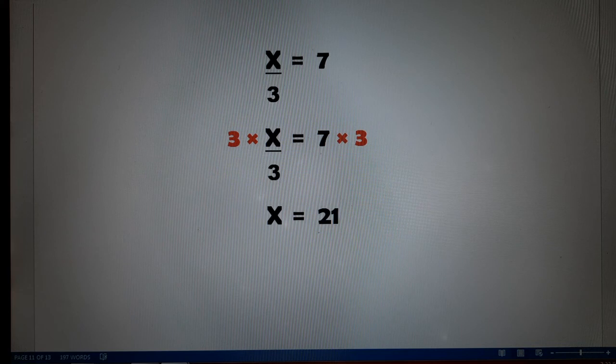So like this children, you can solve simple equations. There you have to use inverse operation methods. Now you have learnt a lot about simplifying, about solving simple equations. So these are the basic things.